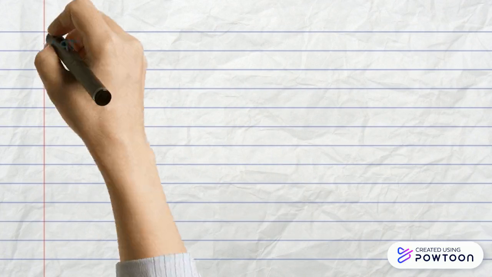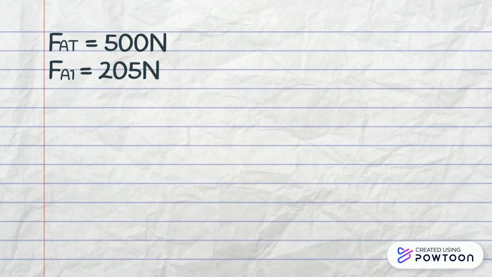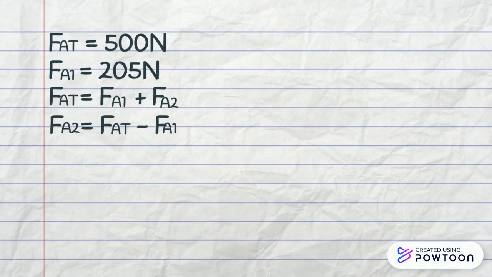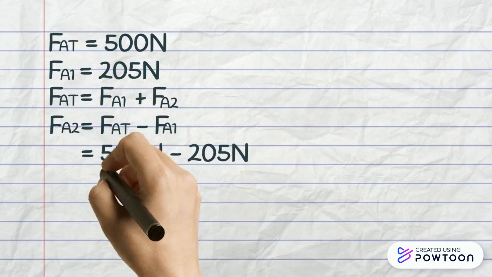This question is really simple, so let's write out what we have. We have the total applied force, which is 500 newtons, and my applied force of 205 newtons. We know that the total applied force is my force plus my brother's, so we can rearrange to solve for Fa2, which is my brother's applied force. This should give us 295 newtons.